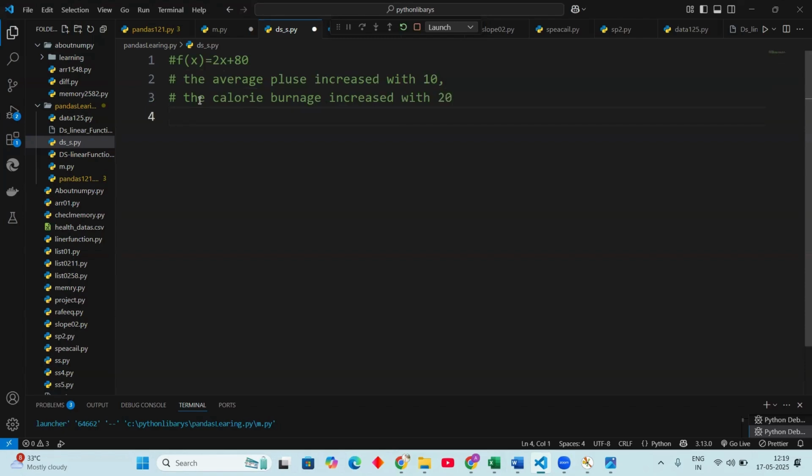Now we have a formula, y by x, in the equation. So we have considered 20 by 10. It's nothing but 2, right? 2 equals 2. So the slope is 2. Slope is 2.